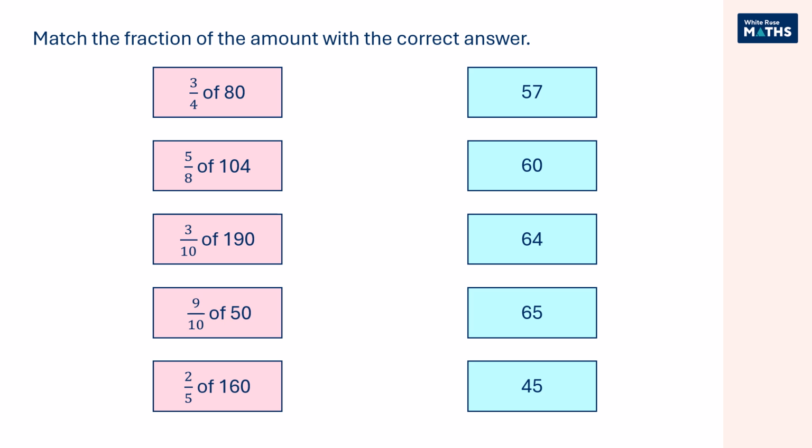Let's recap. So match the fraction of the amount with the correct answer. 3/4 of 80. So we do 80 divided by 4 is going to be 20, times it by 3, I'm going to get 60. So that's going to go there.